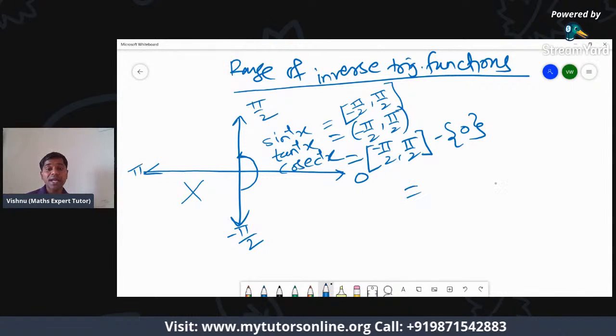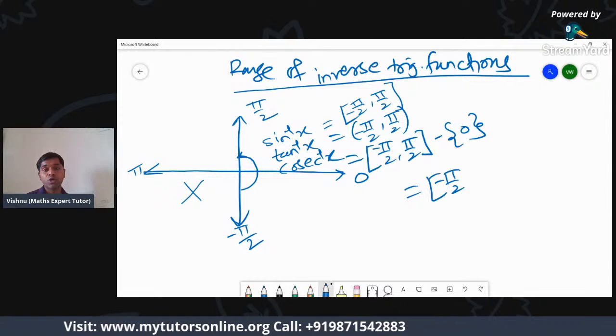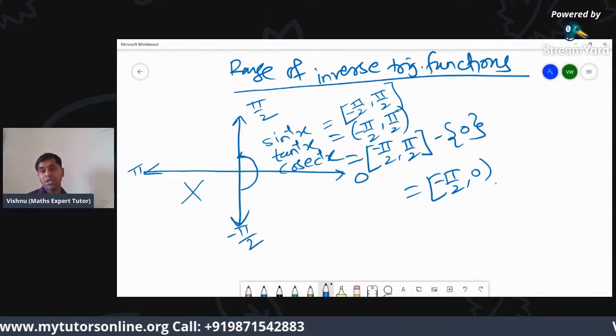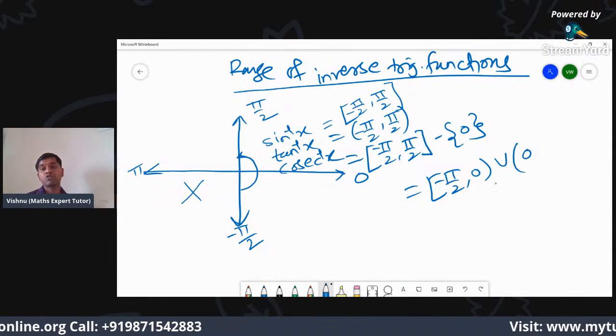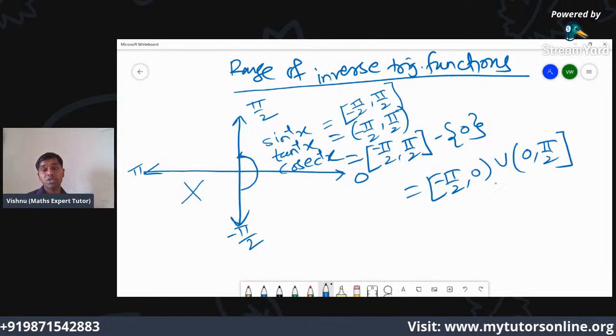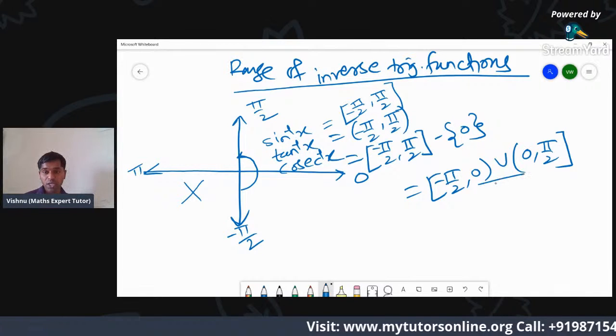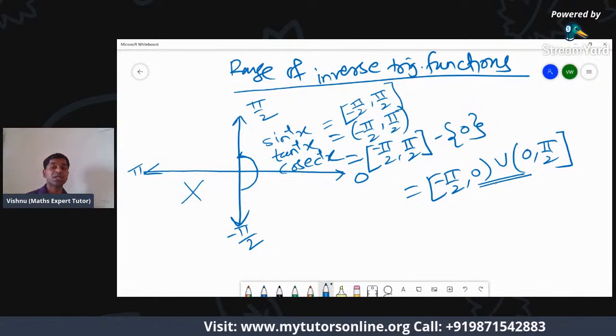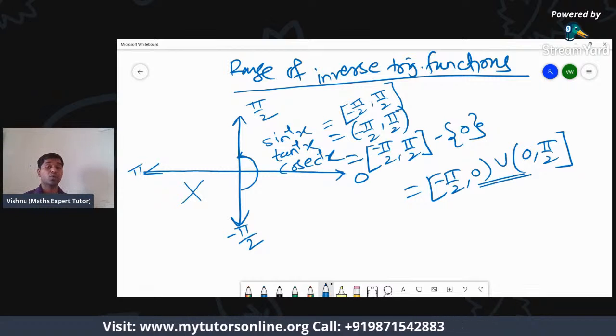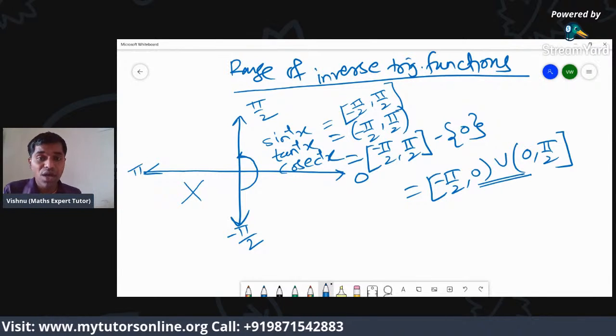Or they write it like this also: minus pi by 2 to 0, open interval, union 0 to pi by 2. It is one and the same thing. I am excluding 0 from this closed interval of minus pi by 2 to pi by 2. So these both are the same things.